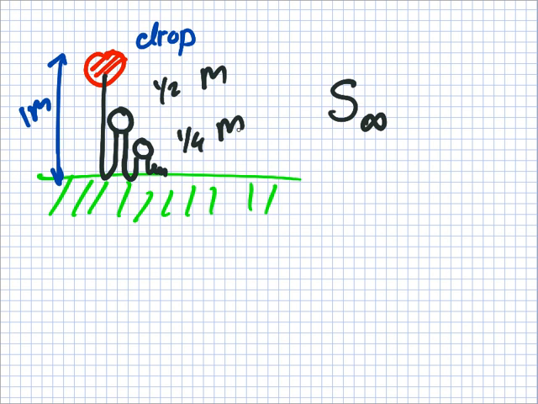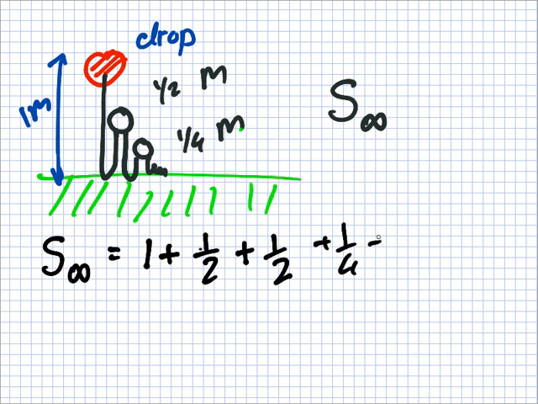Let's have a look at the answer. Guys, watch carefully, please. I need you all watching. Okay, so what are we calculating here? We're calculating the total. So let's write down some of them. So it's 1 plus a half, plus a half, plus a quarter, plus a quarter.